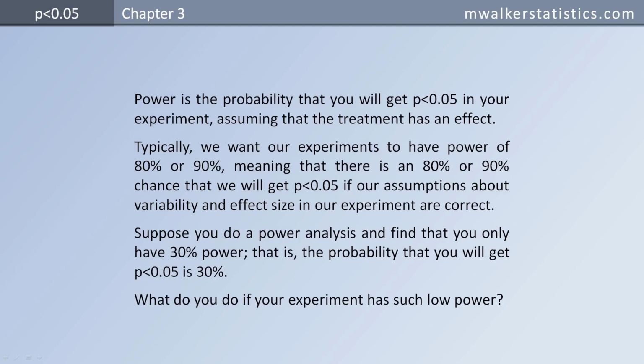Power is the probability that you will get p less than 0.05 in your experiment, assuming that the treatment has an effect. Typically, we want our experiments to have power of 80% or 90%, meaning that there is an 80% or 90% chance that we will get p less than 0.05 if our assumptions about variability and effect size in our experiment are correct. Suppose you do a power analysis and find that you only have 30% power. That is, the probability that you will get p less than 0.05 is 30%. What do you do if your experiment has such low power?